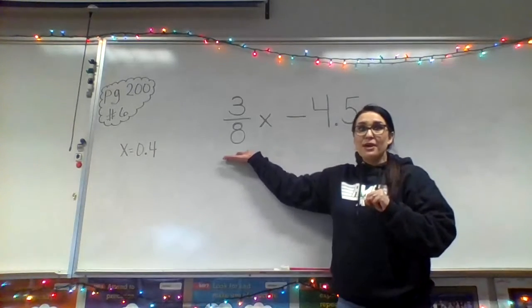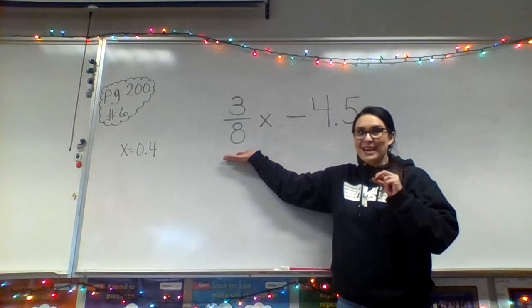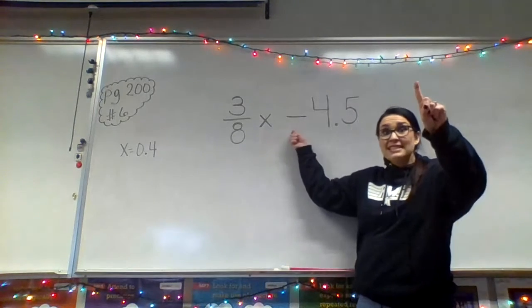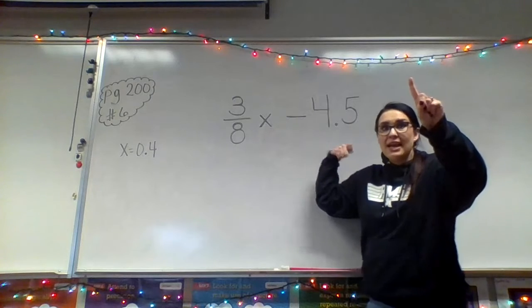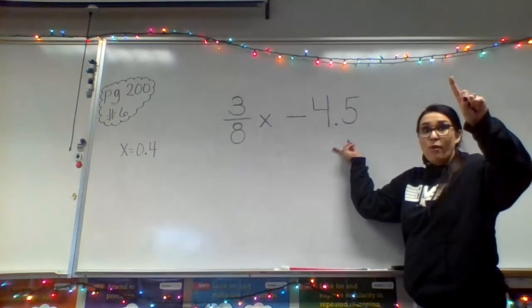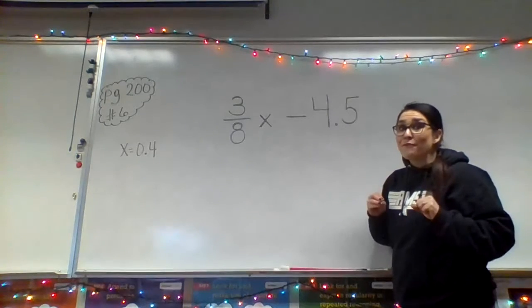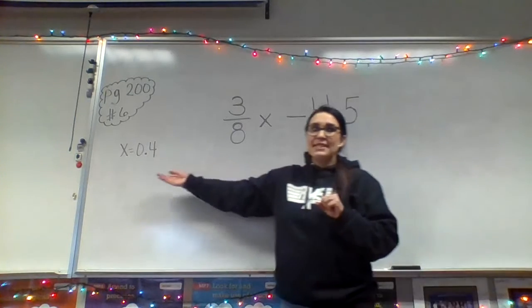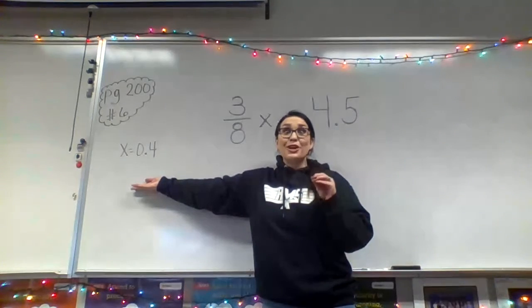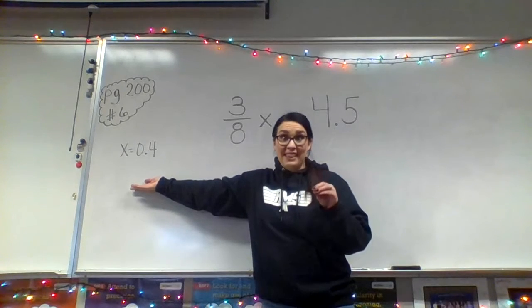We have 3/8 x, right? 3/8 times x, that's term 1. It's separated by that subtraction sign. The second term is then 4.5, right? For 2 terms. I have a little bit more information in this as well. It tells me that x is equal to 4/10, right?